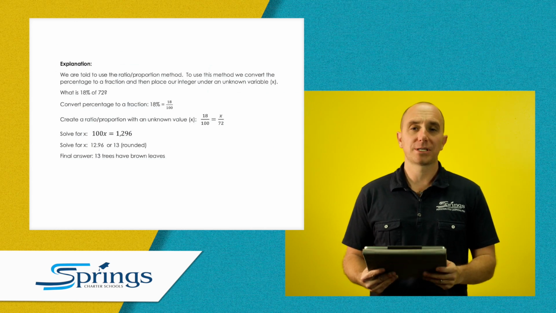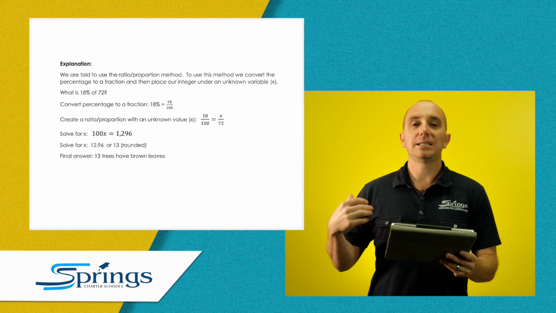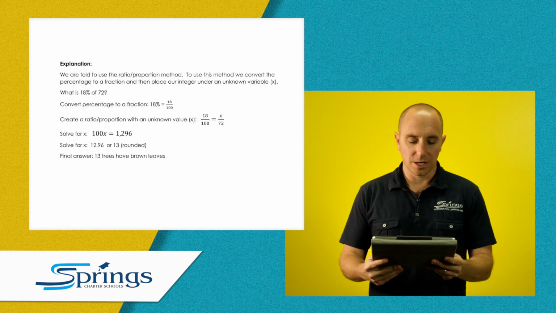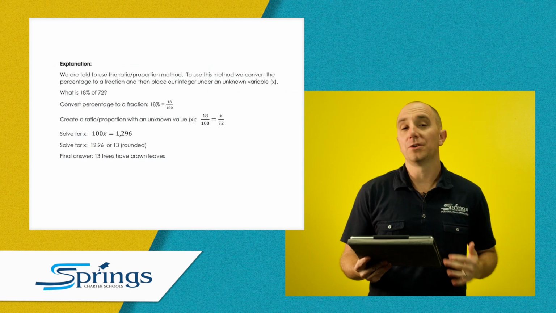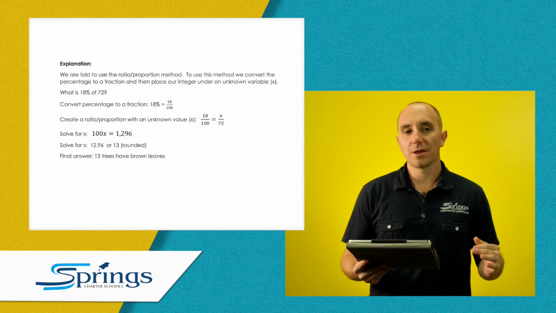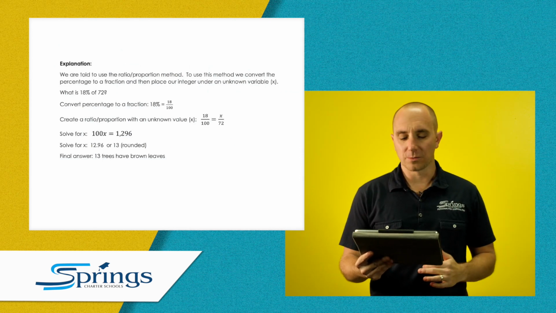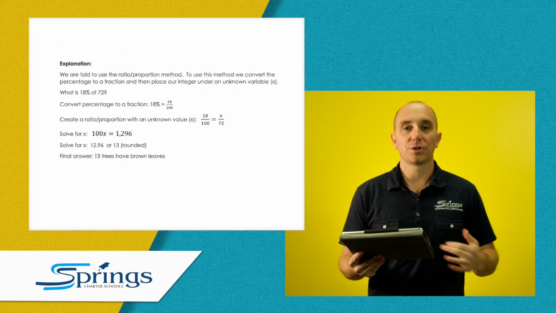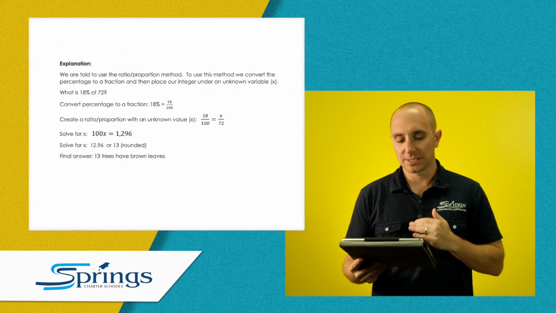We have 18%. We're just going to make it simple: we're always going to put it over 100. So 18% is just going to be 18 over 100. Then we're going to create a ratio proportion with an unknown value. We have 18 over 100, and we set it equal to x over 72. We put x over the total that we're given. So now we have 18 hundredths is equal to x over 72.